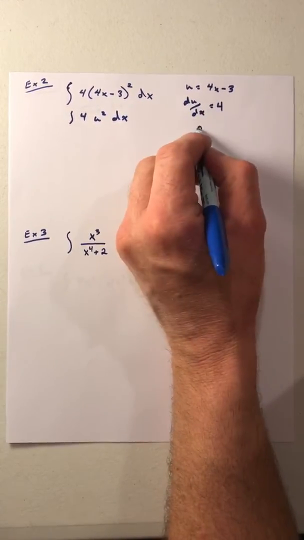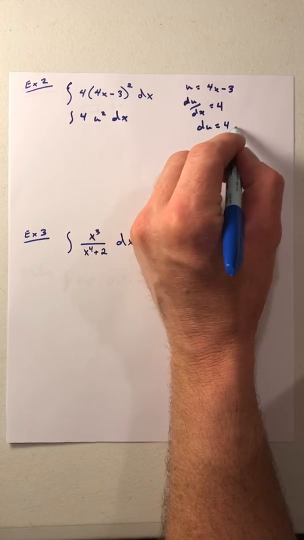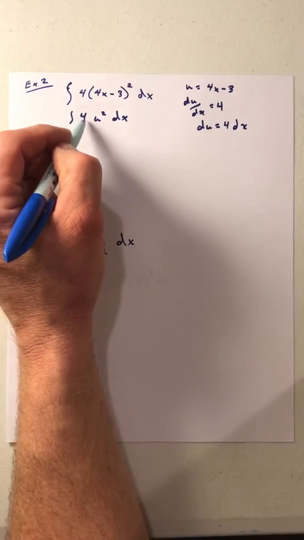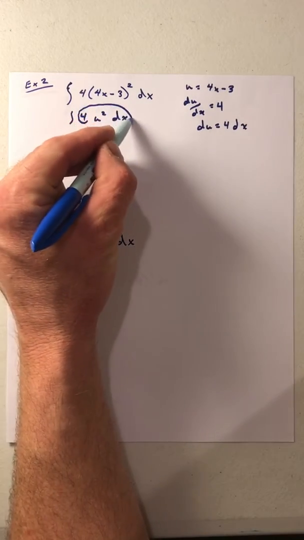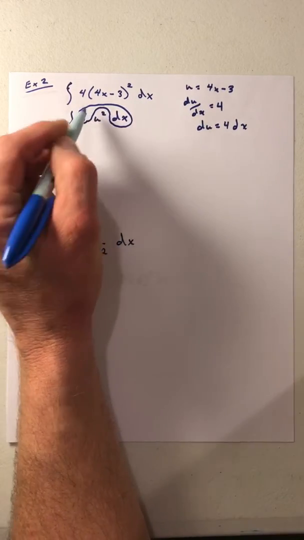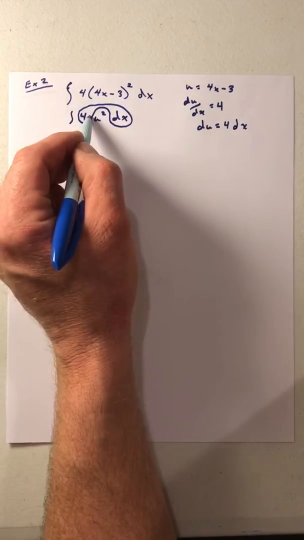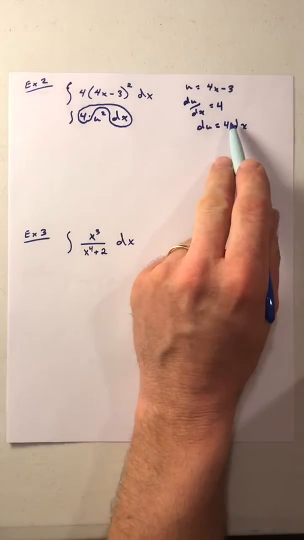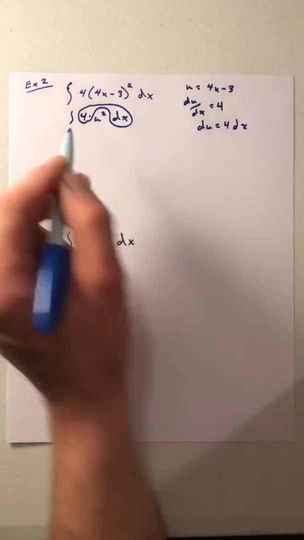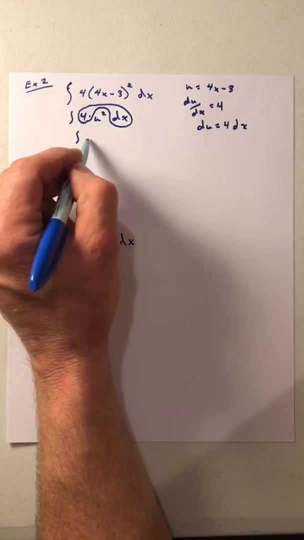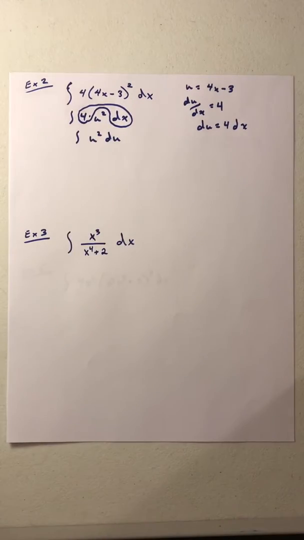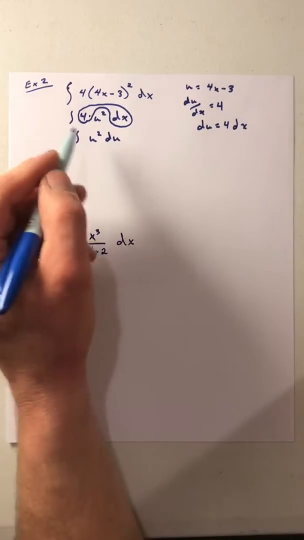Taking our dx over, we know that du is going to equal 4 dx's. Well, if I look at my integrand, I have 4 dx's here. Because remember, this is 4 times u squared dx. So 4 dx's equals 1 du. So again, I'm going to integrate. I have u squared du. And one more time, I have a nice clean integration and substitution.